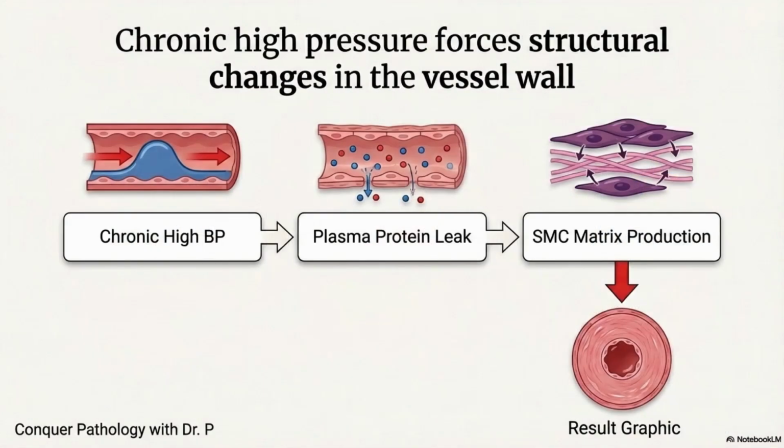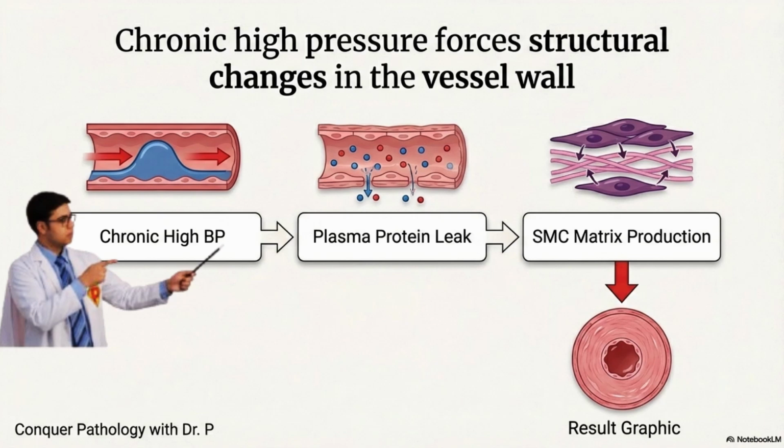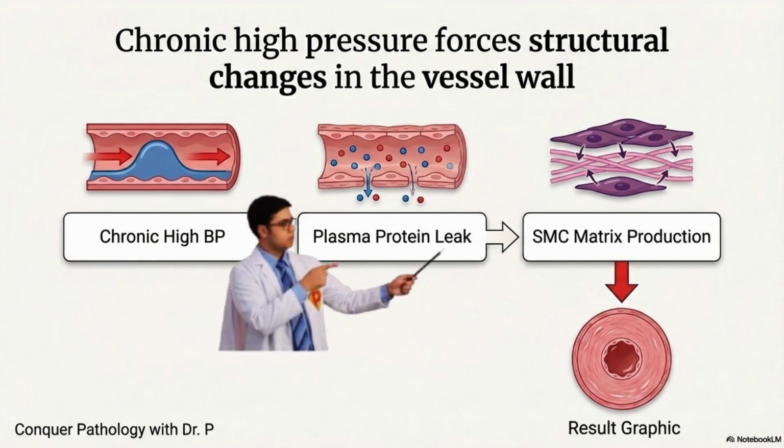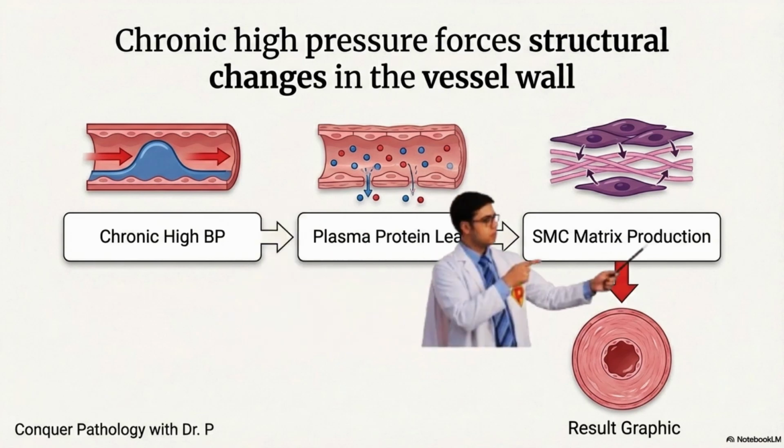How does this happen? Look at the flowchart on the slide. Chronic high pressure forces structural changes in the vessel wall. It starts with chronic high BP. This constant unyielding pressure pushes fluid out, causing a plasma protein leak into the vessel wall. In response to this stress, we see an increase in SMC matrix production. The smooth muscle cells start pumping out extra matrix to brace the wall.